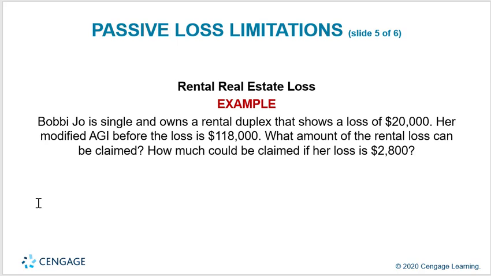So, an example: Bobby Joe is single and owns a rental duplex that shows a loss of $20,000. Her modified AGI before the loss is $118,000. What amount of the rental loss can be claimed? How much could be claimed if her loss is $2,800?